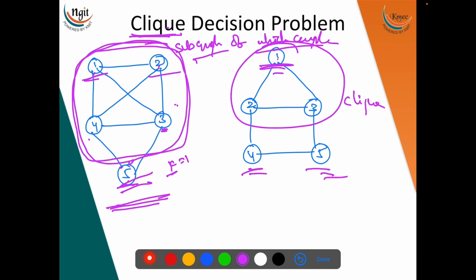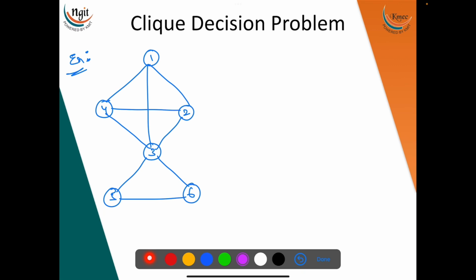You can take another example also to find what cliques are available. Now I'm taking an example from a previous question paper. Find out whether any cliques are available in this graph. Here there is a clique of size 4, a complete graph formed with 4 vertices. Then the K value is 4.